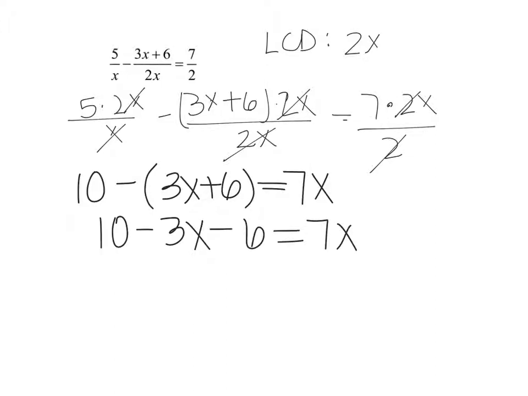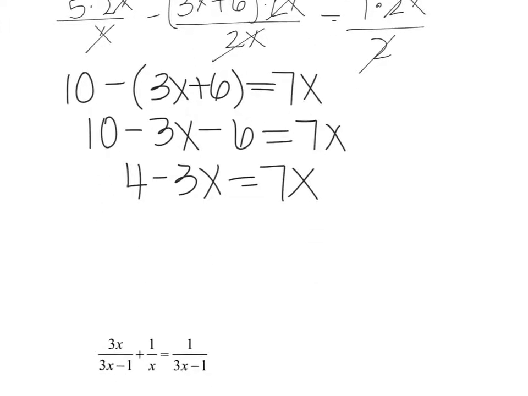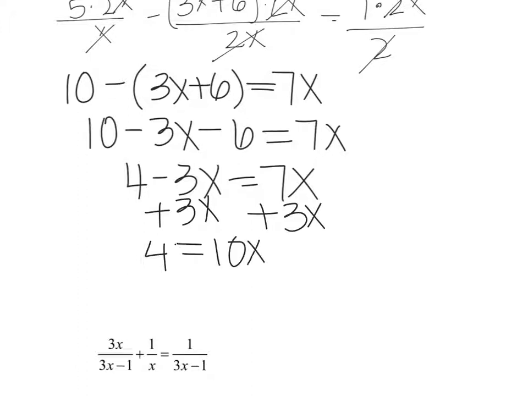Combining like terms, we're left with 4 minus 3x equals 7x. And now we want to start solving for x. So the first thing that we're going to do is add 3x to both sides. So we get 4 equals 10x. Then we're going to divide by 10.